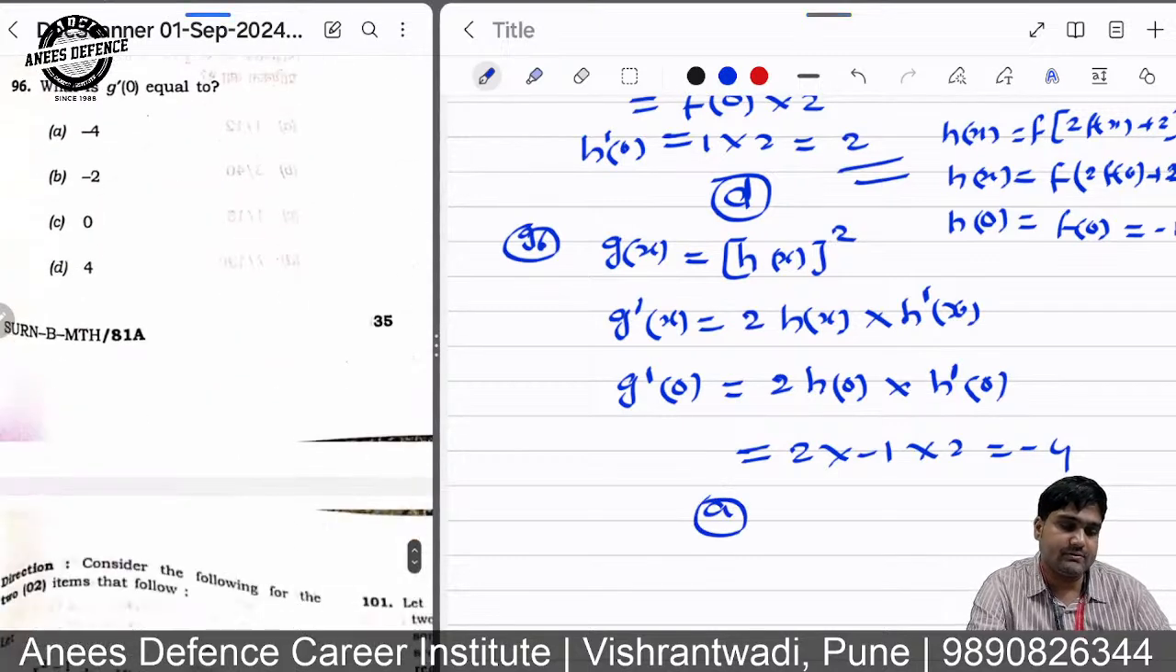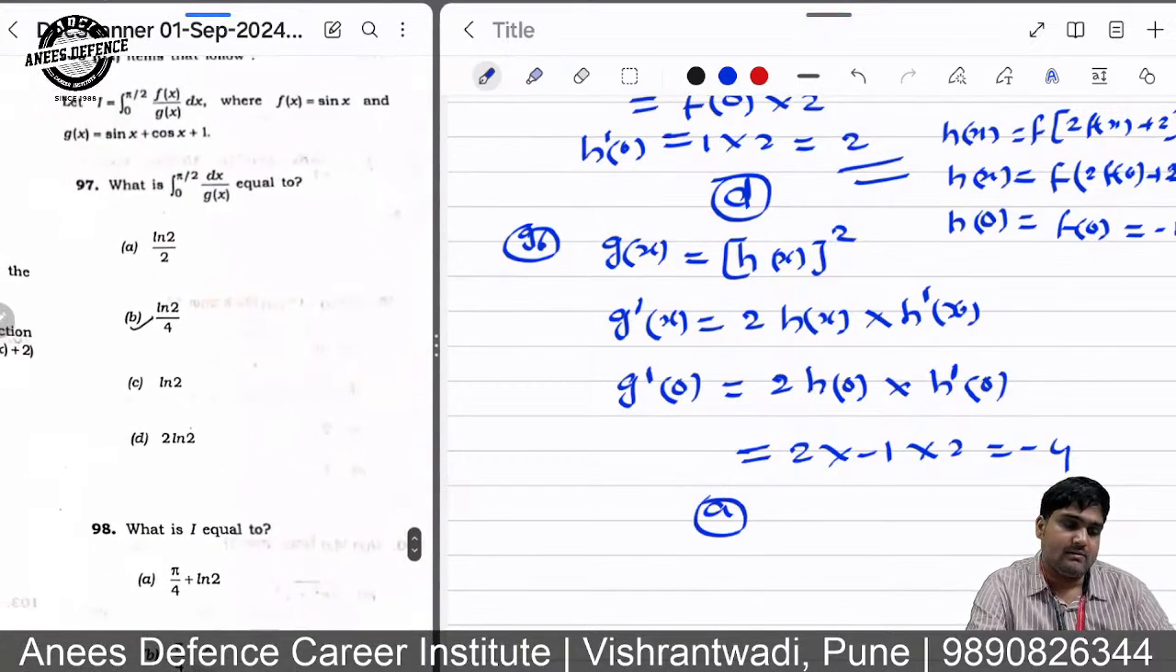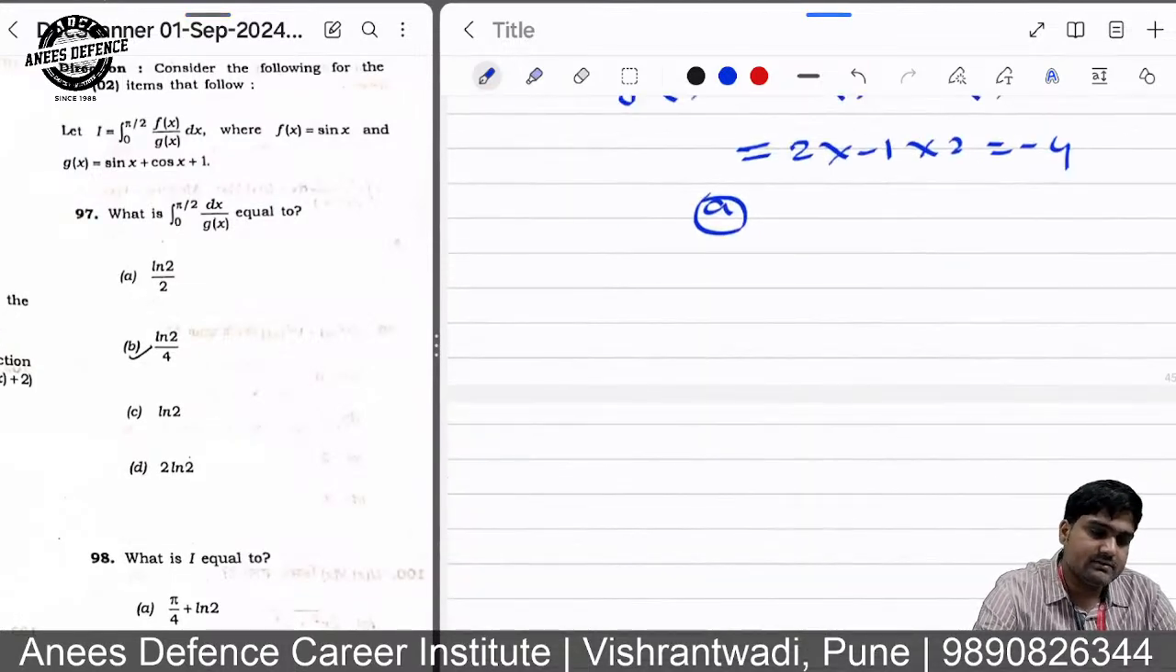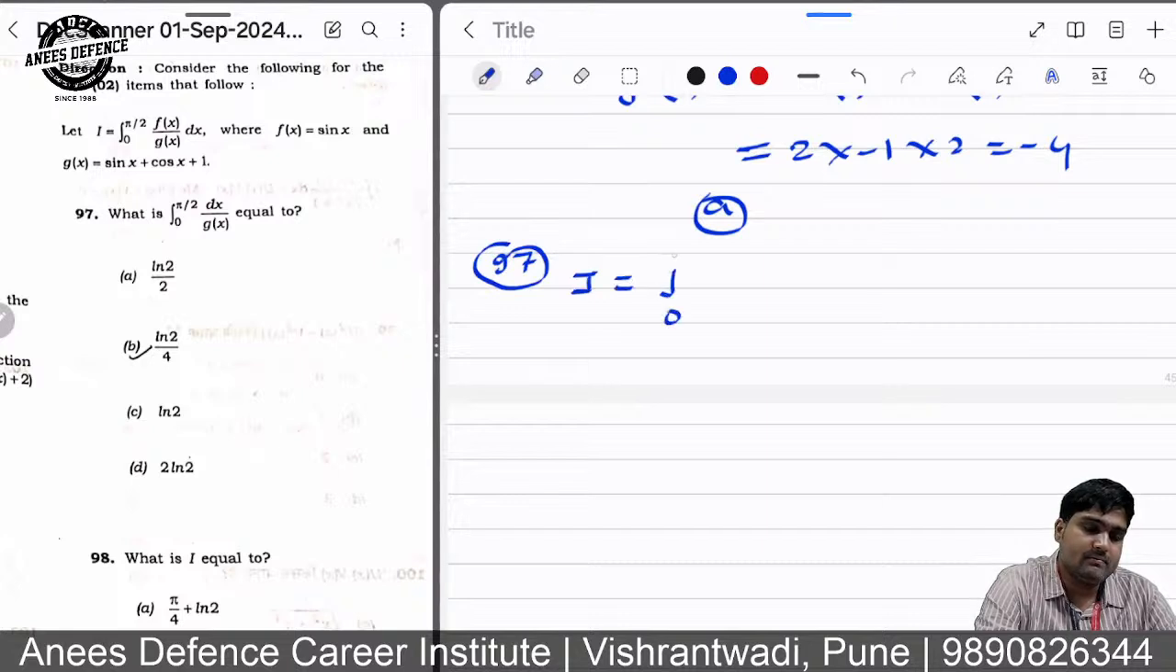Okay, next question number 97. It's based on integral questions. The first integral I is given as the integral from 0 to pi by 2 of f of x, which is given as sin x, and g of x is given as sin x plus cos x plus 1 dx.